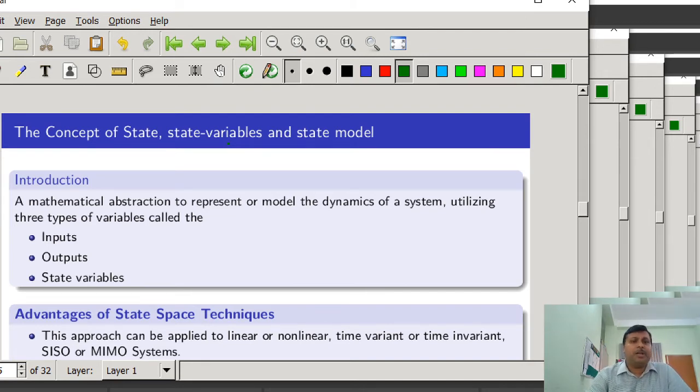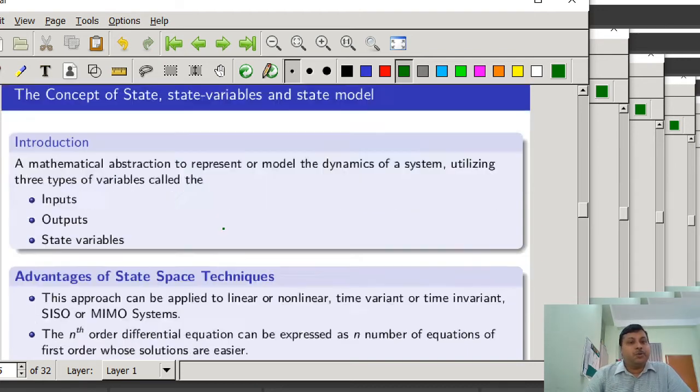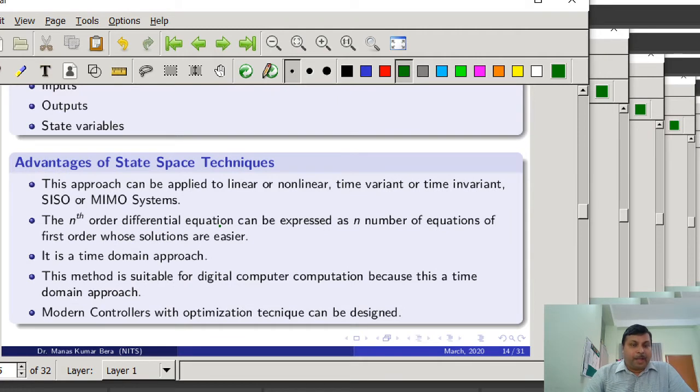Till now it is not very clear to us how to identify the state variables of a system once the dynamical system is given to us. That we will discuss today along with two examples. Now again we will begin with how to identify or understand what the state variables of a given system are. Let us try to understand what the advantages of the state space technique are.